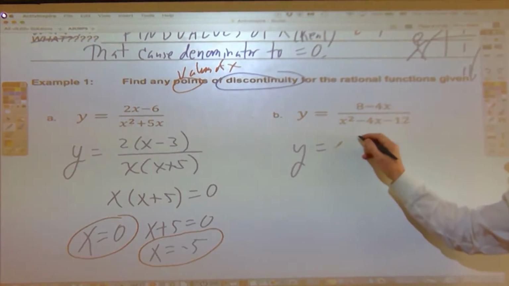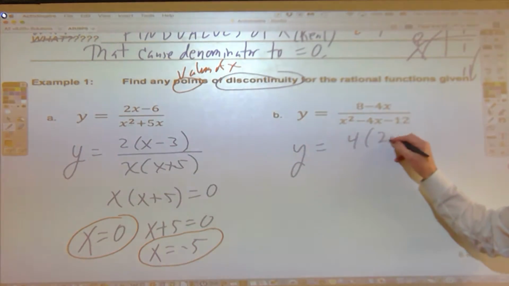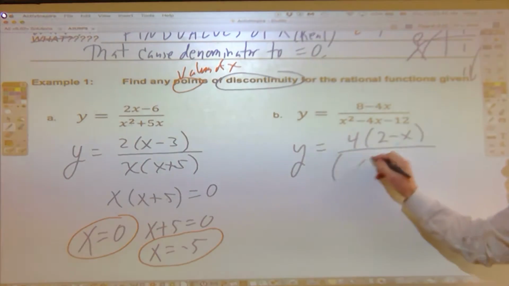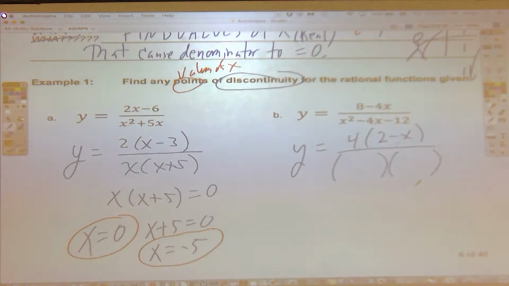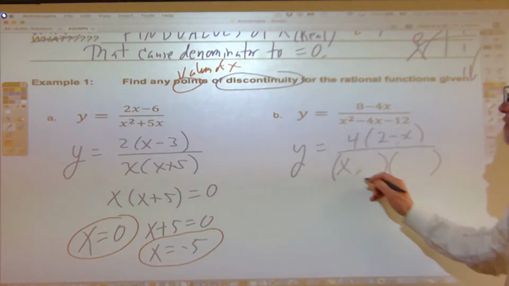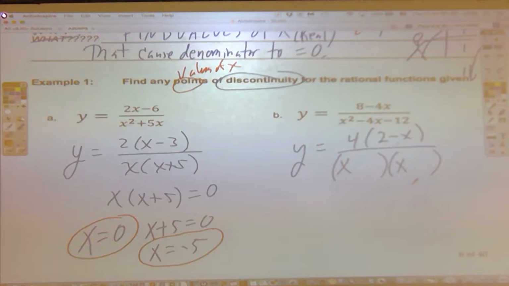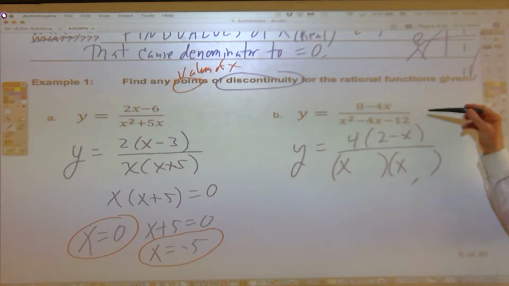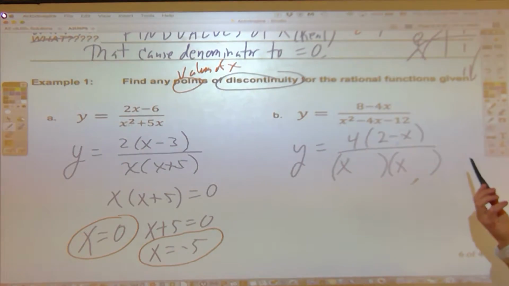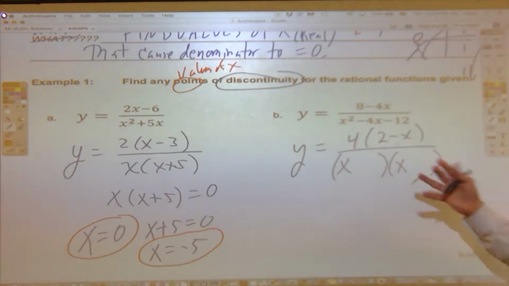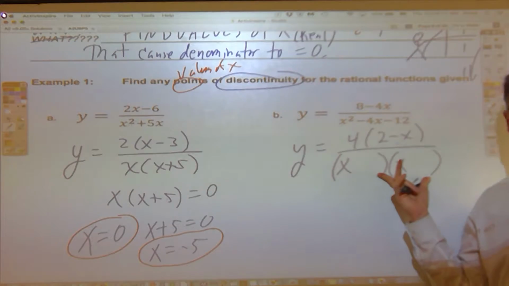All right, let's go to part B. Factoring 4 out of the numerator gives me 2 minus x. Go ahead and factor the denominator on your own. It's good review of factoring from semester 1. Factor the denominator. Need 2 numbers that multiply to -12 and add up to -4. What are those 2 numbers that multiply to -12 but add up to -4?